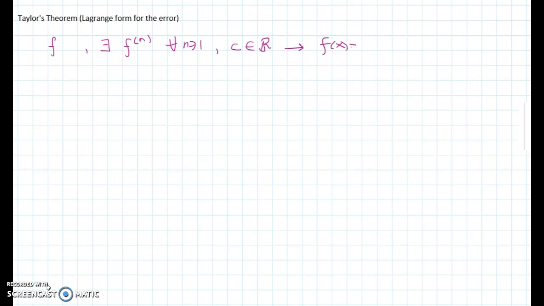So f of x is going to be represented by, we are going to have some coefficients a_n that depend on the derivatives, and then we're going to have (x minus c) to the power of n, and this is from 0 to infinity. This is going to be true for some interval of convergence, so this I is the interval of convergence.